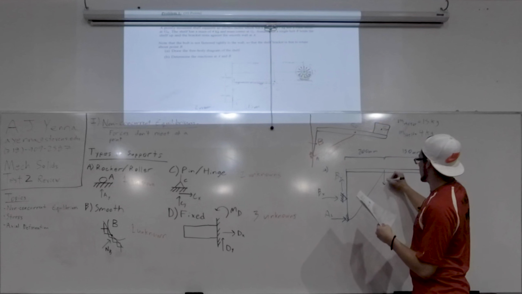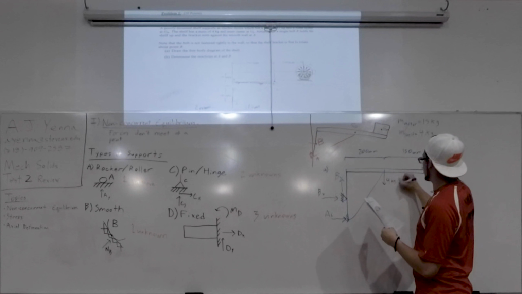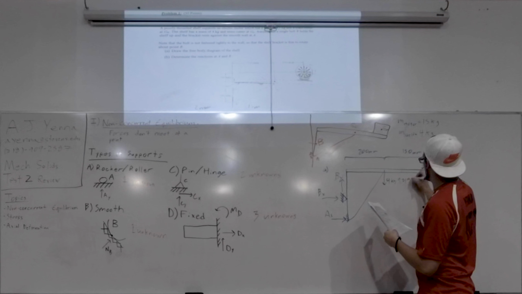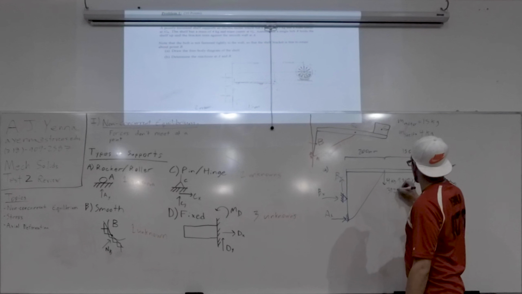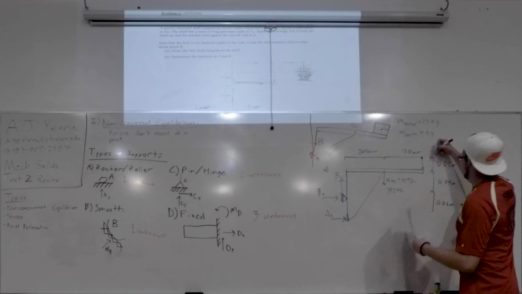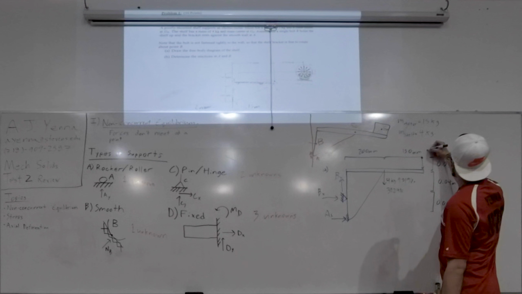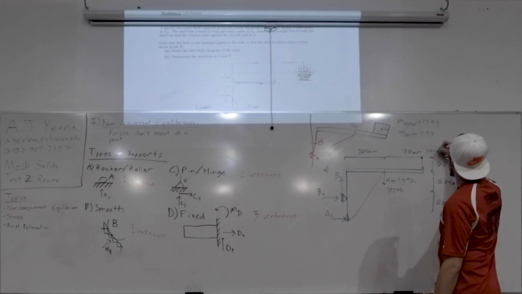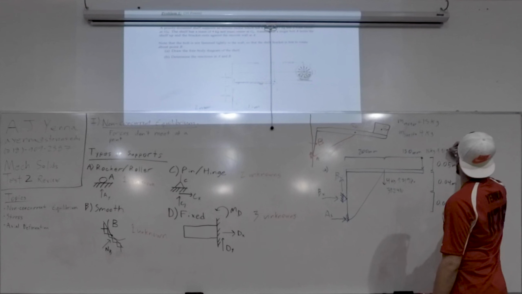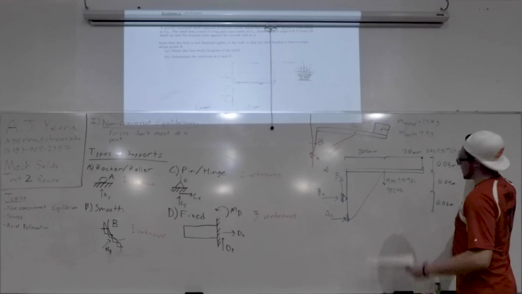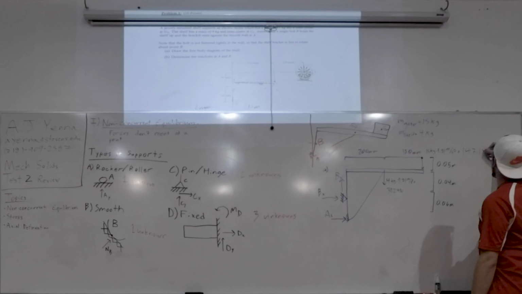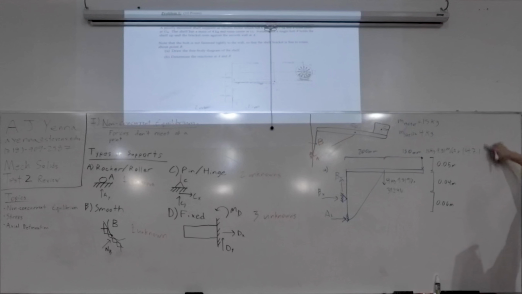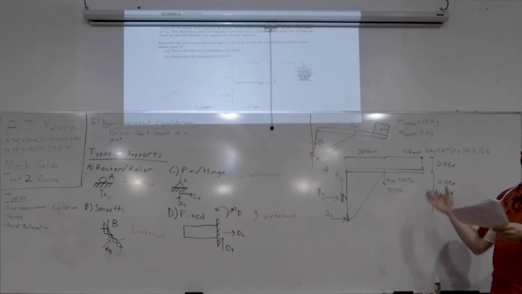So the force here is 4 kilograms times 9.81 meters per second squared, which is 39.24 newtons. And this is 15 kilograms times 9.81 meters per second squared, which is 147.15 newtons. That's your free body diagram.